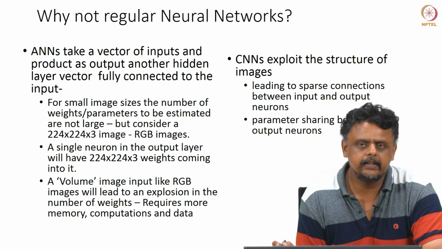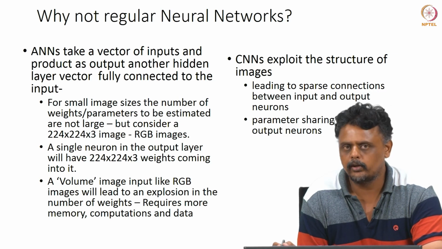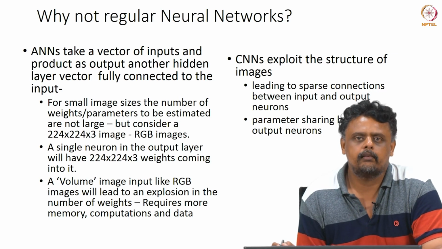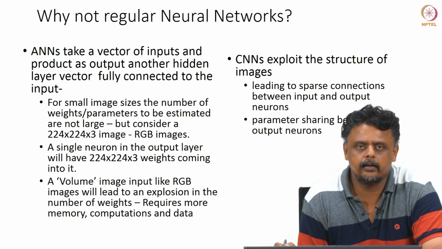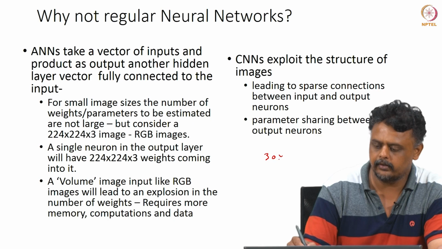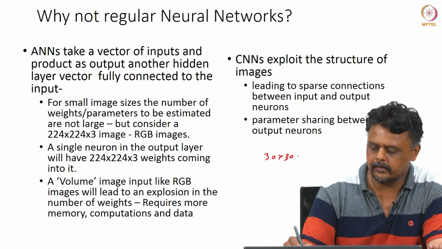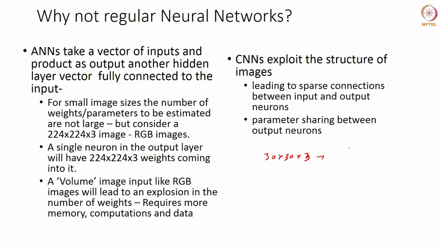So, since we can rasterize these images, we can read out these pixel values one at a time and form a vector, and then why not just go ahead and use a regular artificial neural network. Now, if these images are small, let us say a 32 by 32 image, or let us say 30 by 30 for the sake of calculation, you have a 30 times 30 image with 3 channels. So, this is basically 2700 input neurons for a regular ANN.